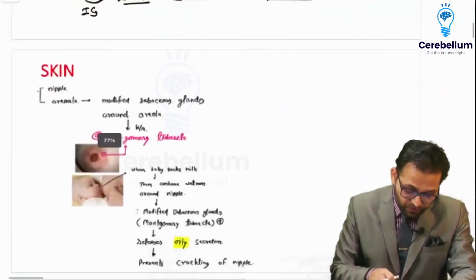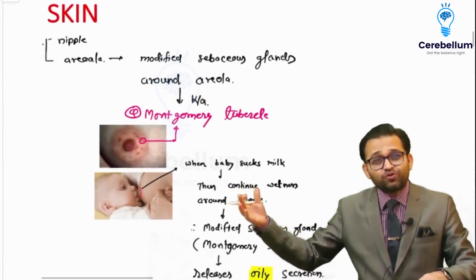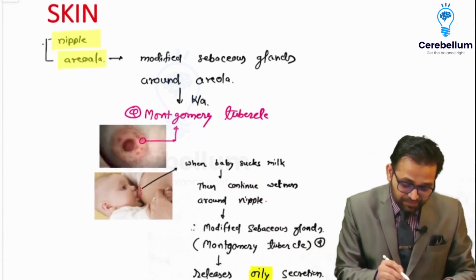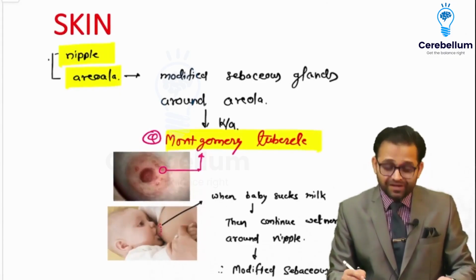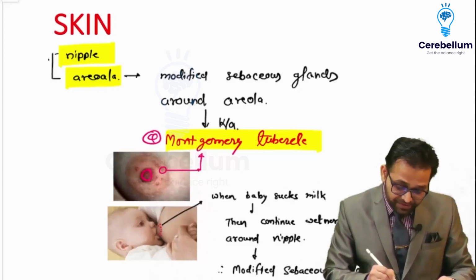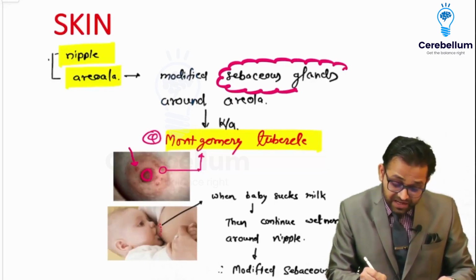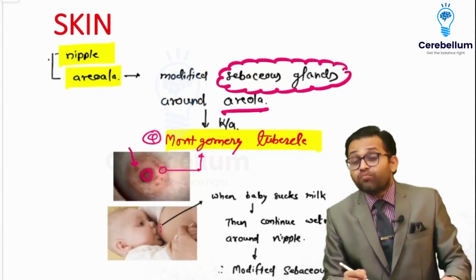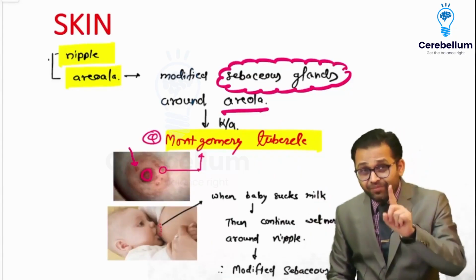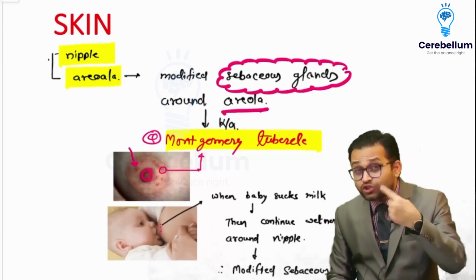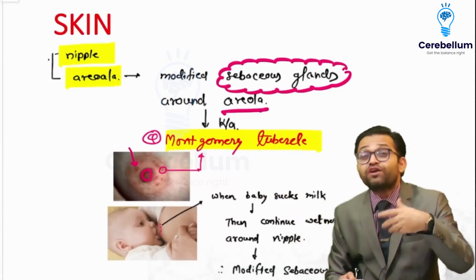Now look at some more things. I told you everything. Just one revision with these previously made notes for all of you. In the skin, sir, the nipple and areola are seen. But one very important question: Montgomery tubercle. Remember, around the nipple, better to say around the areola, there is the presence of modified sebaceous glands, known as Montgomery tubercles. Remember, the breast is a modified sweat gland, MCQ, but Montgomery tubercles are modified sebaceous, modified oily glands.